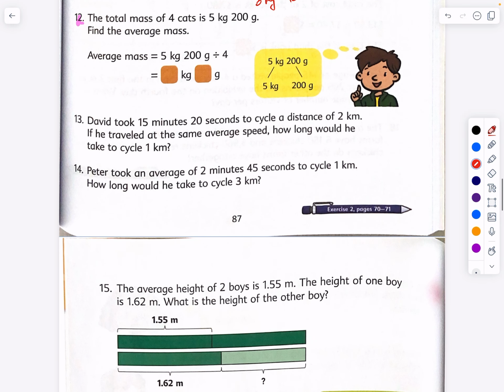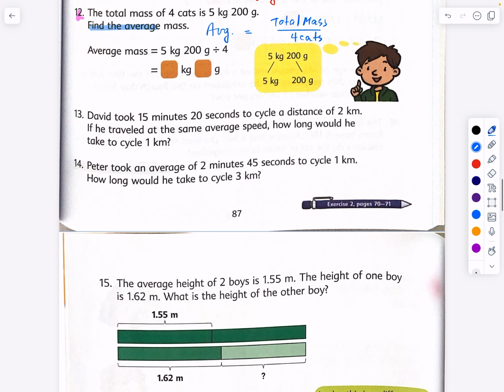Problem number 12. The total mass of 4 cats is 5 kilos and 200 grams. Find the average. Now here, again, always write down, based on what is being asked by the problem, find the average. How do we typically find the average? We add up the total, in this case total mass, and divide by the number of 4 cats. What is given in the problem? 4 cats, yes, we know. The total mass, yes, we know.